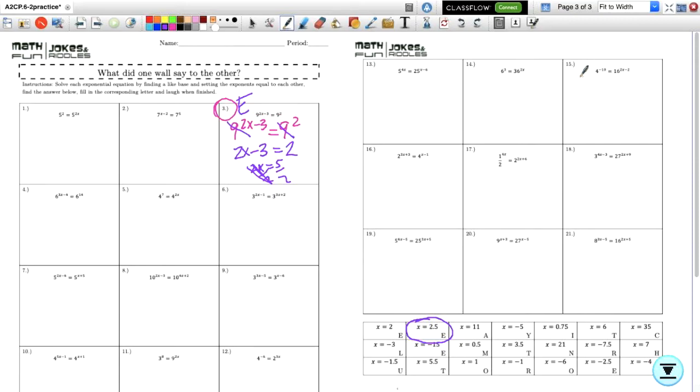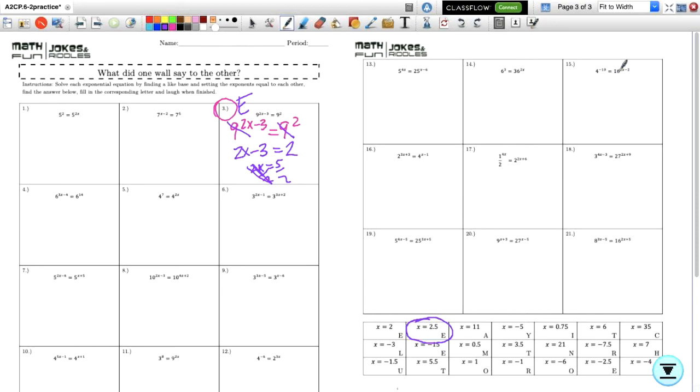So this problem is 4 to the negative 10 equals 16 to the 2x minus 2. Neither of these are prime. But I want to point something out to you. You could say 4 is the same thing as 2 squared and then do all of your 2's into the 16 and write it out that way.